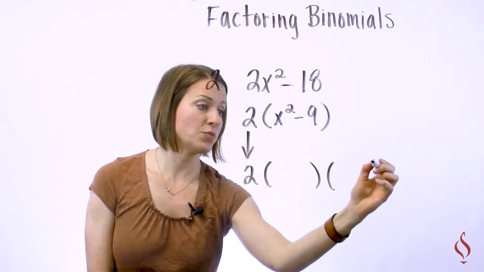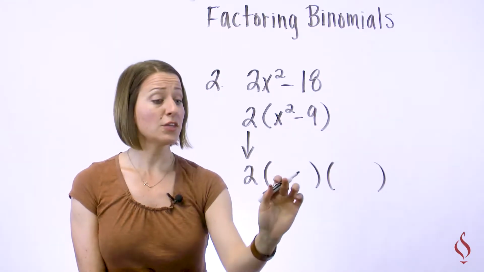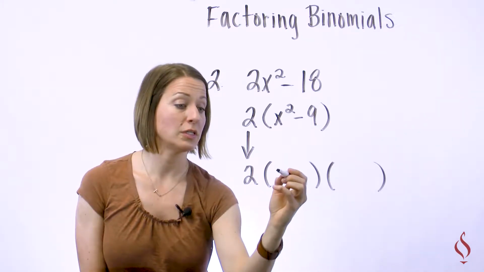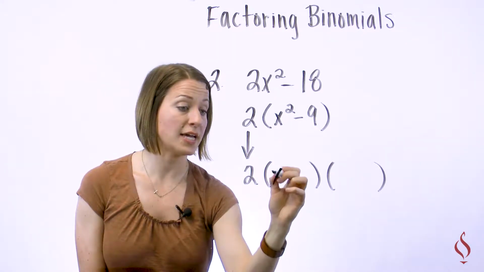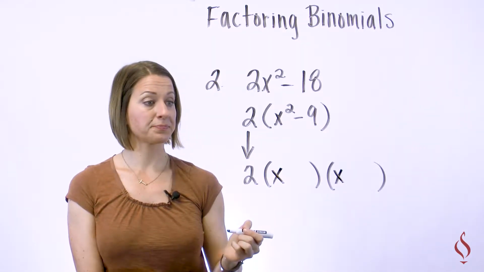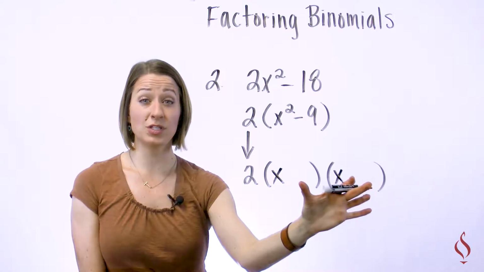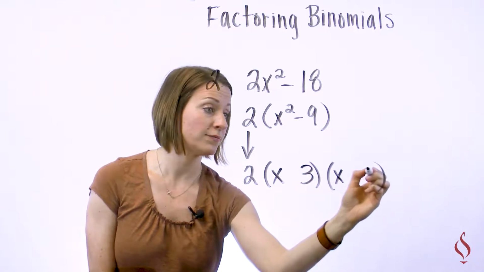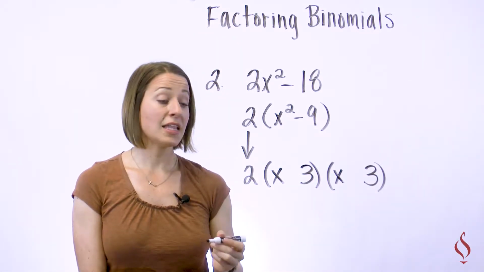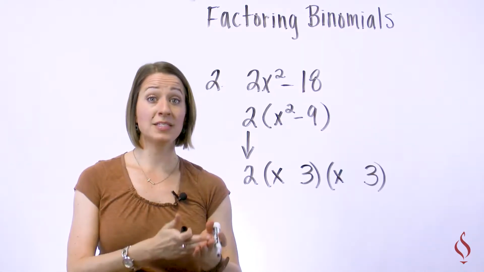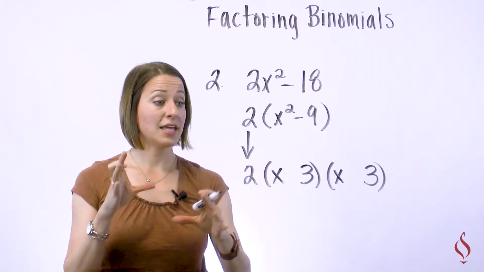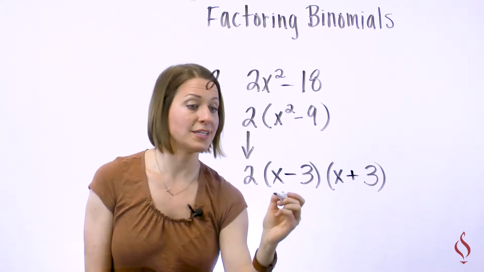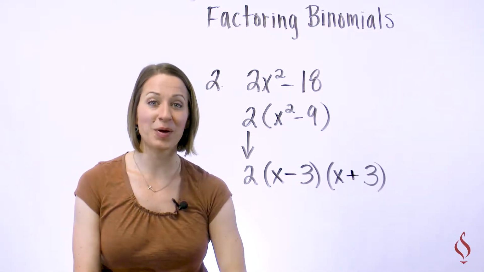Then draw 2 parentheses. The first spot of each of these parentheses will be the square root of the first term. The square root of x squared is x times x. These last terms will be the square root of the last term up here, and the square root of 9 is 3 and 3. It doesn't really matter which; one of them just needs to be positive and one needs to be negative so that the middle term cancels out. So we'll make that negative and this one positive, and there you go. That's the answer to this problem.